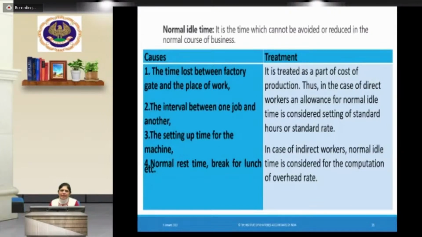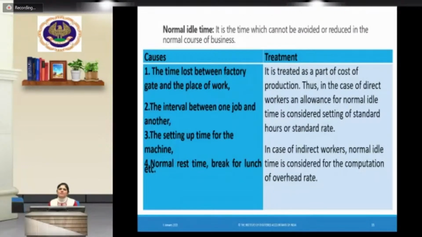So normal time is inherent in the process, which will happen during the day, and which cannot be controlled in the short run to that extent. So it is treated as part of the cost of production. Clear? So in the case of direct labor, an allowance for normal idle time is considered in setting the standard hours or standard rate. For indirect workers, it is considered in the computation of the overhead rate. So we'll understand when we do the numerical on this.